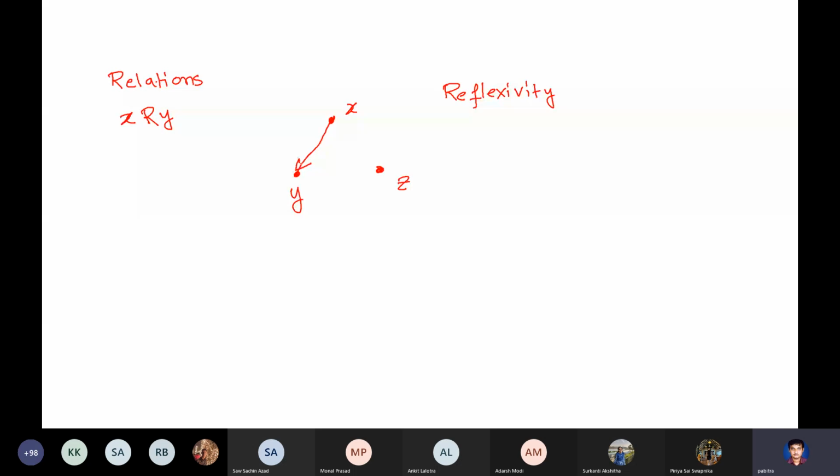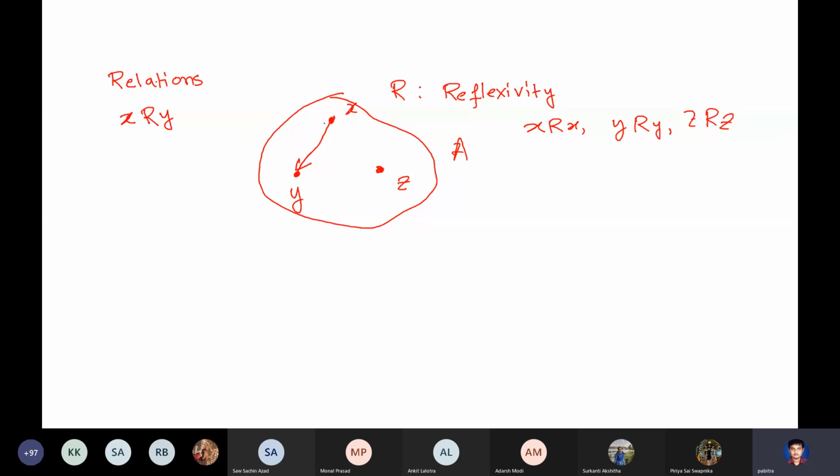Okay, so if R is reflexive, what does it mean? For all the elements, let's say there are only three elements in A, X is related to X, Y is related to Y, and Z is related to Z. This means I have this kind of self loops.